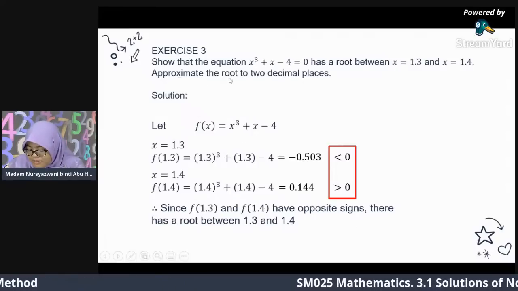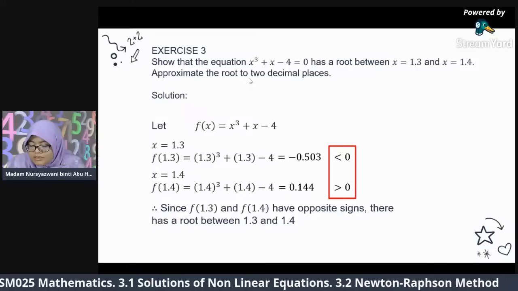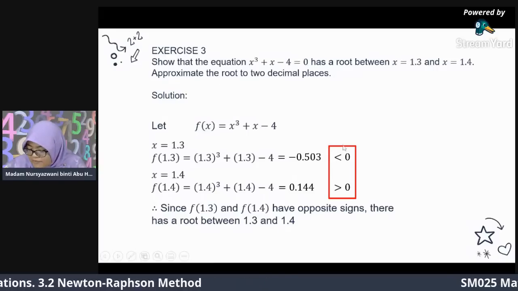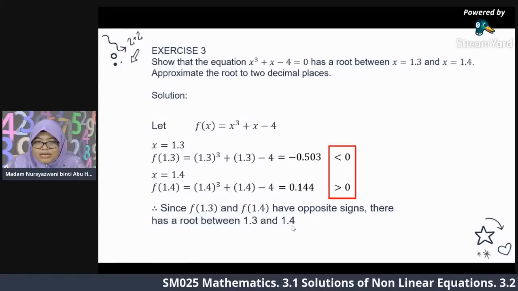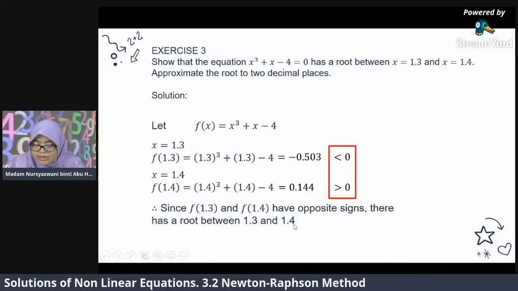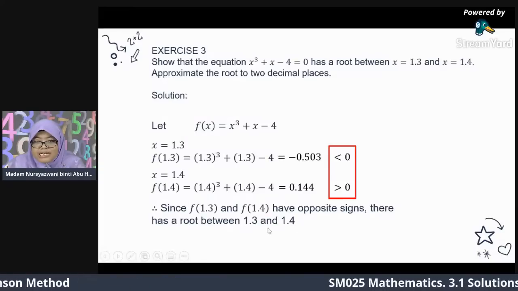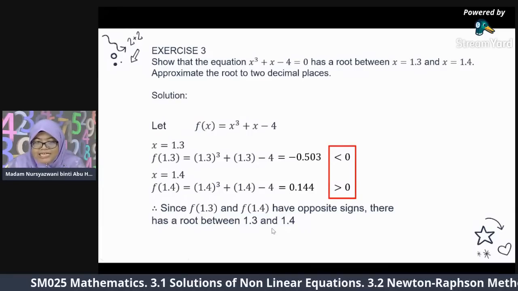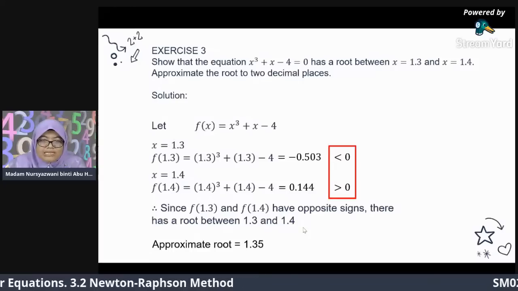Okay, how to approximate the root? To approximate the root, we can take any value between 1.3 and 1.4. So maksudnya kat sini, kalau awak nak approximate root, boleh ambil apa-apa nilai dari 1.3 hingga 1.4. But usually we take the average between two values. Selalunya kita akan ambil purata di antara dua nilai. Contoh kat sini 1.3 dengan 1.4, average dia adalah 1.35. So dekat sini approximate root is equal to 1.35.